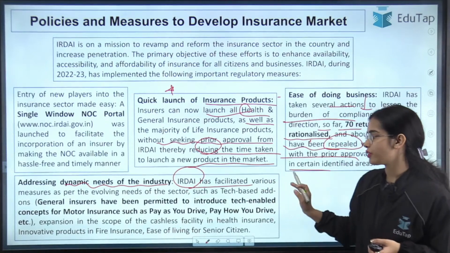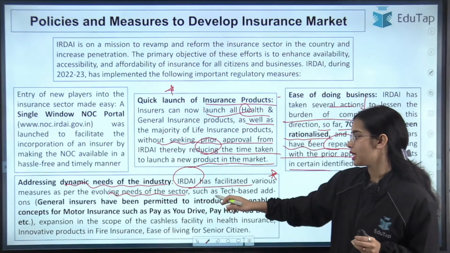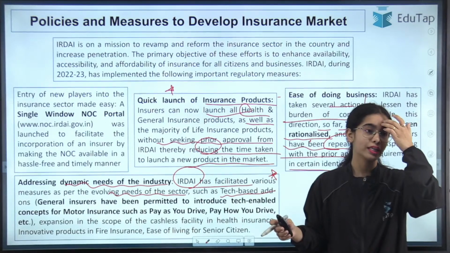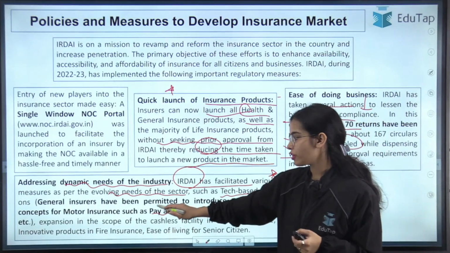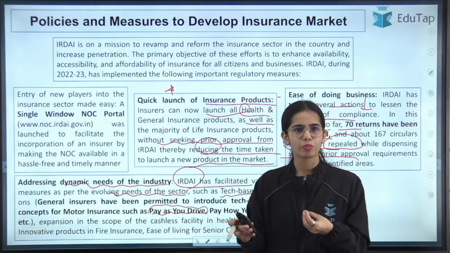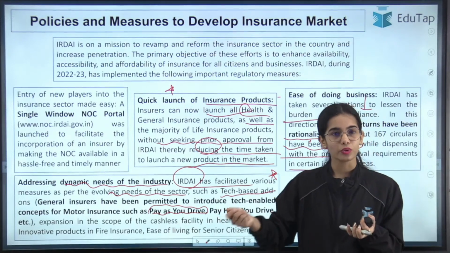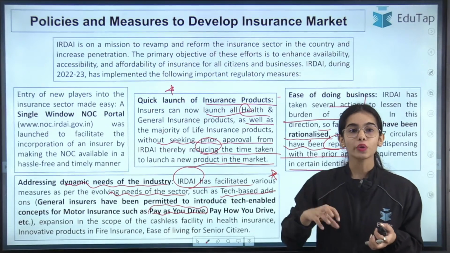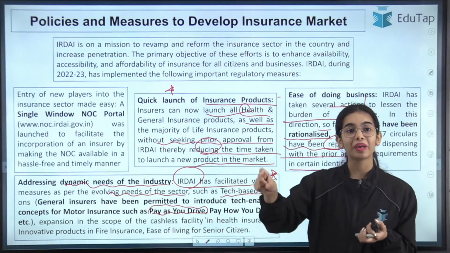So IRDAI has facilitated various measures as per the evolving needs of the sector, such as tech-based add-ons. So technology-based add-ons are being provided. So there is a concept such as pay as you drive. So if you drive less, let's say in a year you have driven very few kilometers, you are not a very regular driver, or you are not driving your car regularly, but still you have to take the third party insurance, still you have to take the motor insurance. So now there is a concept that is pay as you drive. That means if you drive less, you will have to pay less premium.